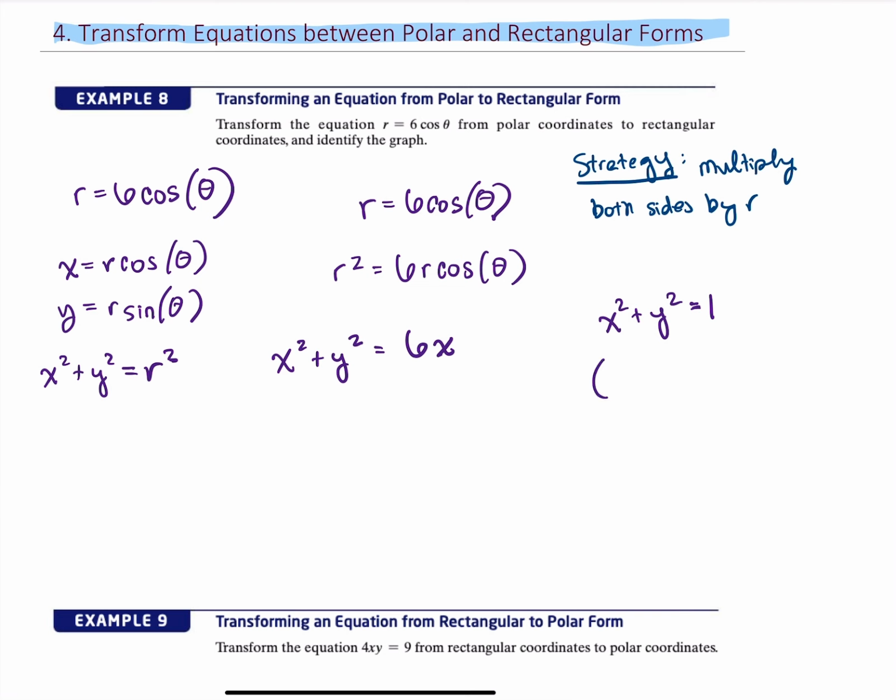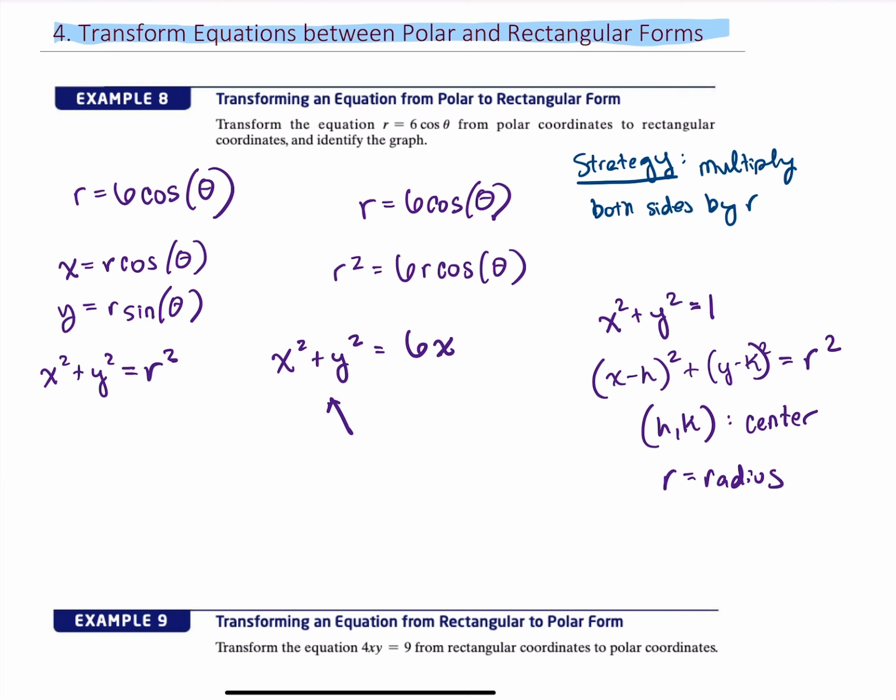In general, the general form is x minus h squared plus y minus k squared equals r squared, where (h, k) is the center of the circle and r is the radius of the circle.